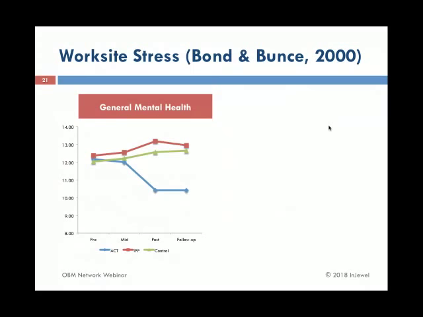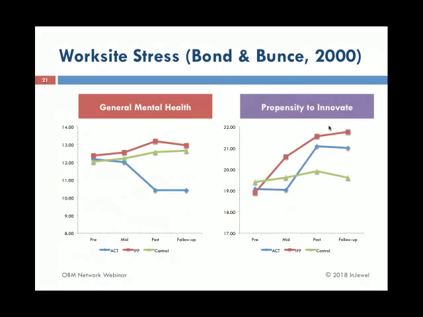And they also looked at measures of job satisfaction and intrinsic work motivation. They did not see a difference there, but where they did see a difference was on this measure of propensity to innovate. With this measure, higher scores are better. What I found very interesting here is that both the innovation group and the ACT training group were equally effective at increasing the propensity to innovate, which is innovating new approaches to reduce worksite stressors.